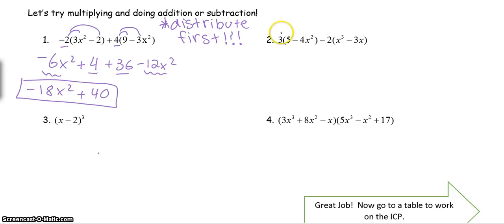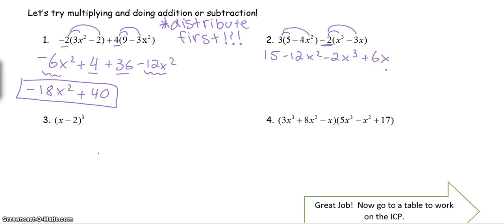Number 2, I've got the same thing. So I'm going to start by distributing. So I have 15 minus 12x squared. Now over here, this is really important to pay attention to the fact that it's minus 2. That means that we're going to be distributing a negative 2. So negative 2 times x cubed is negative 2x cubed. Negative 2 times negative 3x is plus 6x.